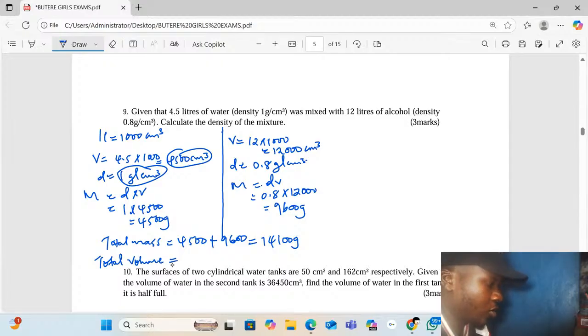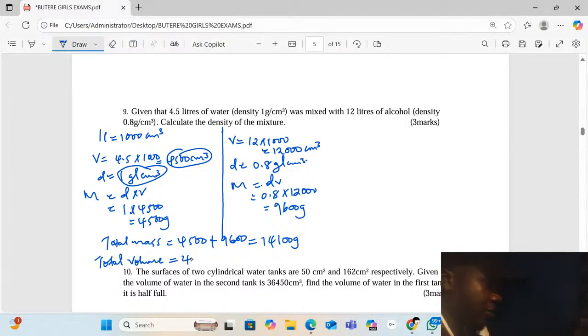Now the total volume, now you add both. So you have 4,500 cubic centimeters plus 12,000 cubic centimeters. So the total volume becomes now 16,500 cubic centimeters. Now that is the total volume.